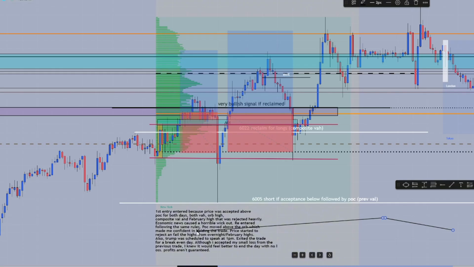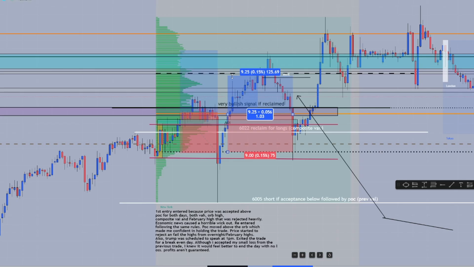So I exited the trade for a break-even day. Although I accepted my small loss from the previous trade, I knew it would feel better to end the day with no loss because profits aren't guaranteed. All right, so with this trade right here, I got stopped out. And this trade right here, I re-entered here, and although it exited up here, I'm not sure how much money that was, but I was able to make back the amount I lost from that previous trade. It was only 9 points.